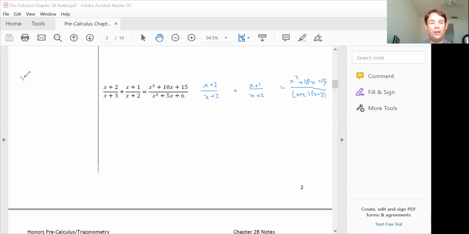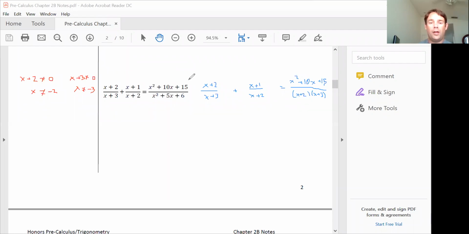So I've got to remember that based off these two factors, x plus 2 can't be equal to 0 because I can't have 0 in the denominator. And x plus 3 can't be equal to 0 because I can't have 0 in the denominator. So when I get all the way done with this problem, I cannot have x equal to negative 2, and I cannot have x equal to negative 3. So when I get done solving this, I've got to make sure that those are values that I do not have.